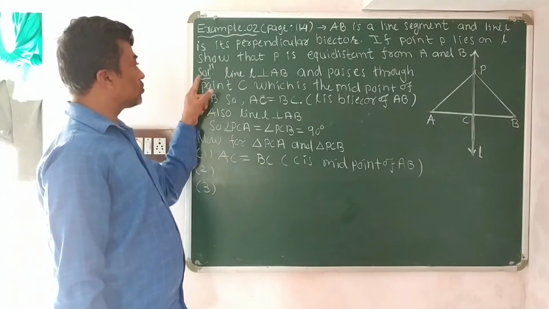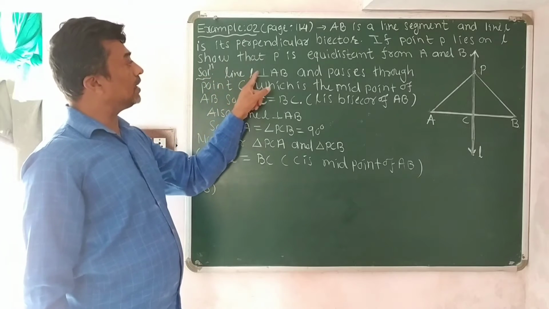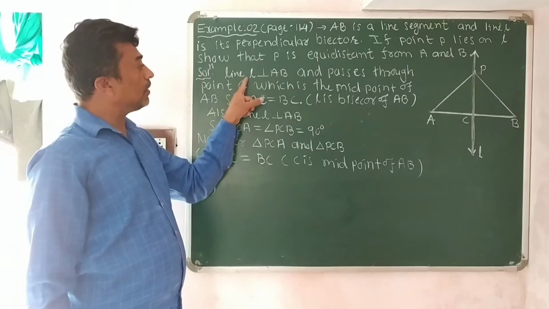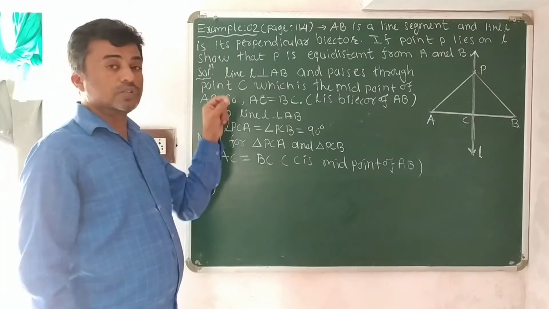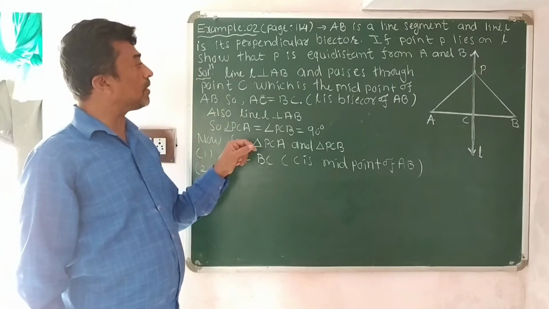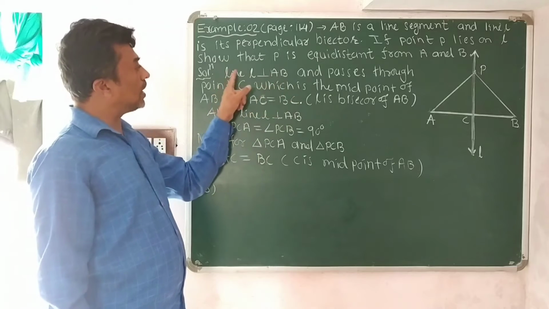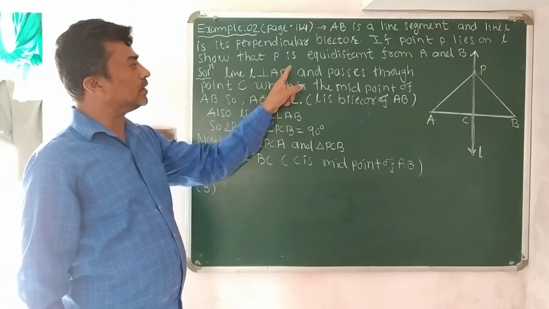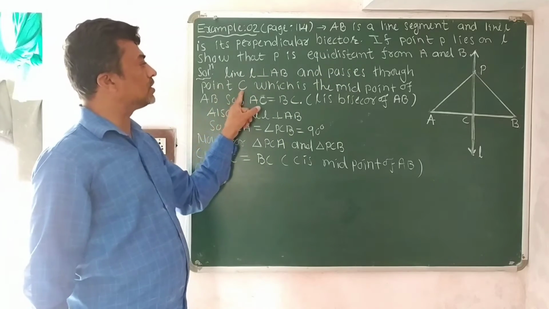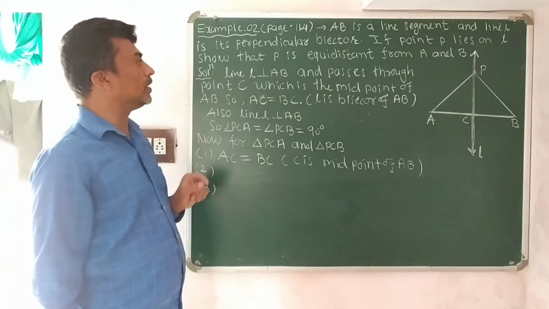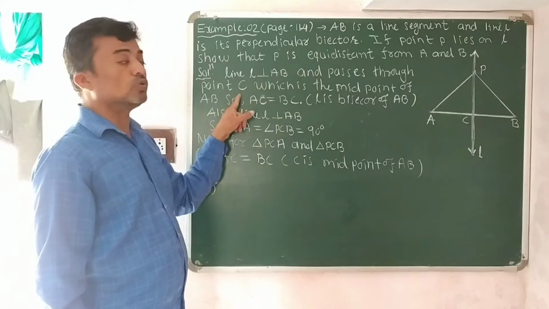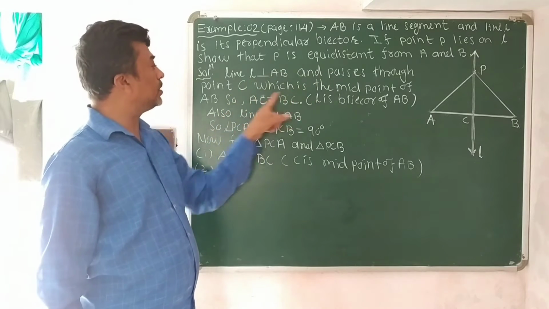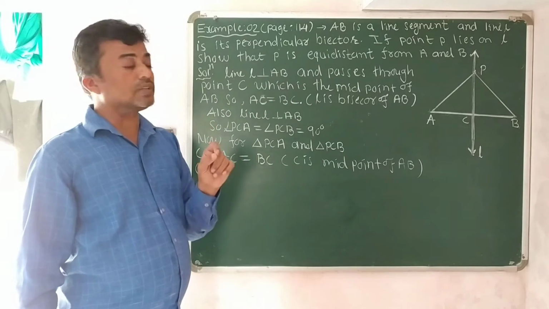So see, children, solution. Line L is perpendicular to AB. Why is line L perpendicular to AB? Because line L is the perpendicular bisector of AB. So line L is perpendicular to AB and passes through point C, which is the midpoint of AB.